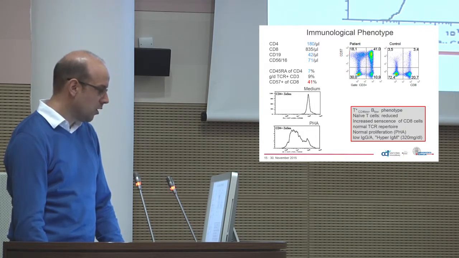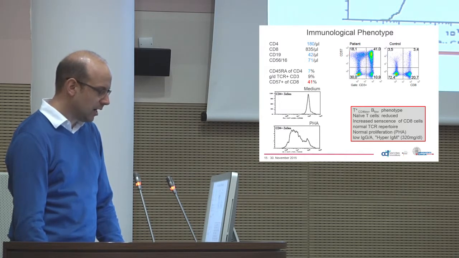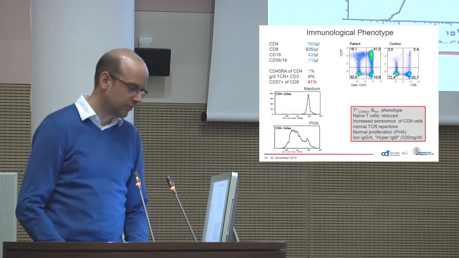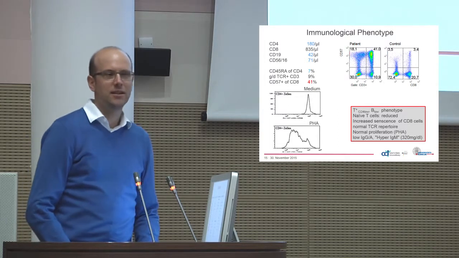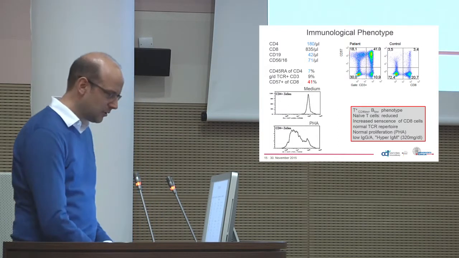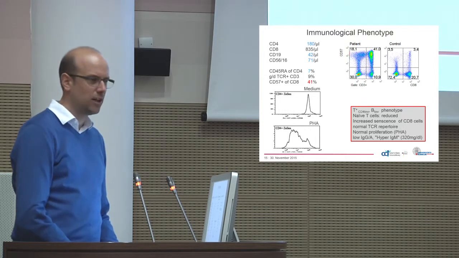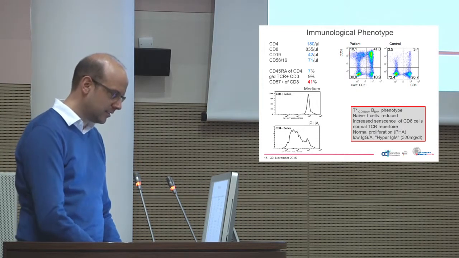Proliferation was normal, shown here by CFSE, and from the B cell side he had low IgG and this hyper IgM phenotype with an IgM of 320 at age 5. Looking again at your CID gene shopping list, what is the diagnosis? To cut this short here, this is a child with activating mutation in PI3 kinase delta.